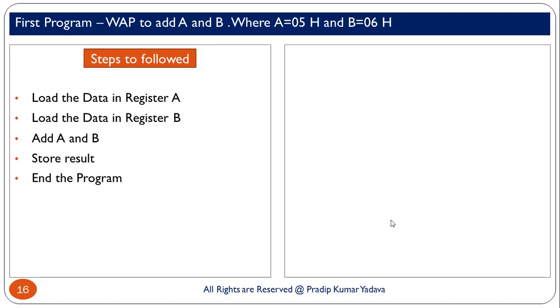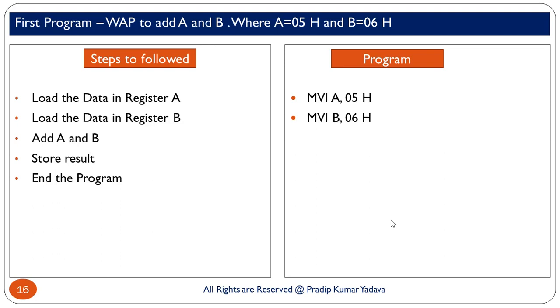So how to load? MVI is an instruction which is used to store data in a given register. Suppose I have written MVI A comma 05, it means you are going to load 05 in register A. MVI B means you are going to load data in B. MVI C means you are going to load data in C. Here the second is MVI B.